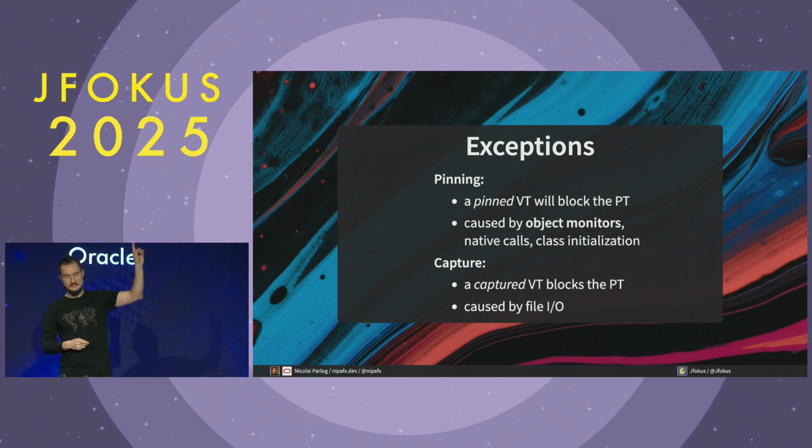And this is fixed for one of them, object monitors. We're going to look at that in a second and what that means. Native calls, this is theoretically fixable, but a lot of effort for very questionable return on investment because it's rare that this happens. Class initialization, there will be work on that. That will probably also no longer pin. And then file I/O, that has to do with JVM and operating system limitations. This is probably not going to be solved for now either.